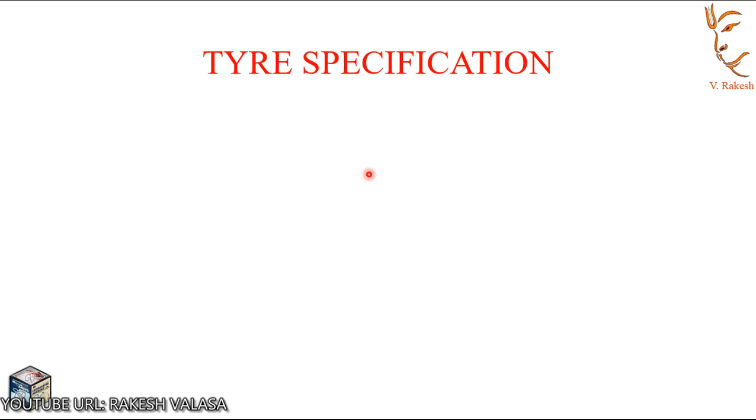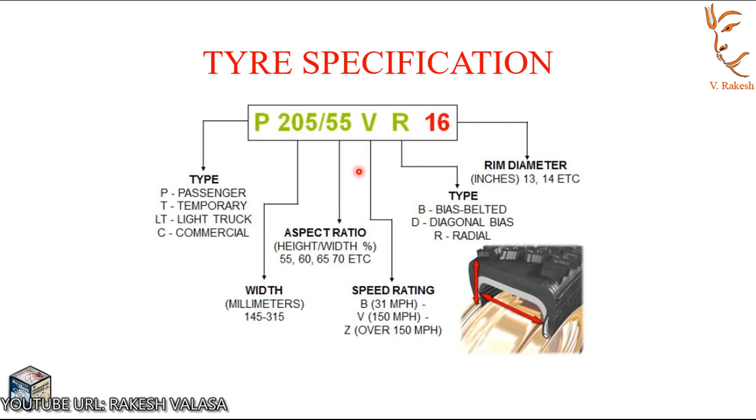Next topic is tire specification. For example, this is the tire specification, that is P205/55VR16. Here P means type of tire, that is passenger vehicles, or temporary vehicle, or light truck, or commercial vehicle. Here 205 means width of the tire in millimeters. Normally the width of the tire is 145 to 315 millimeters. Next number 55 means aspect ratio. As we know, the aspect ratio is the ratio of height to the width of the tire.